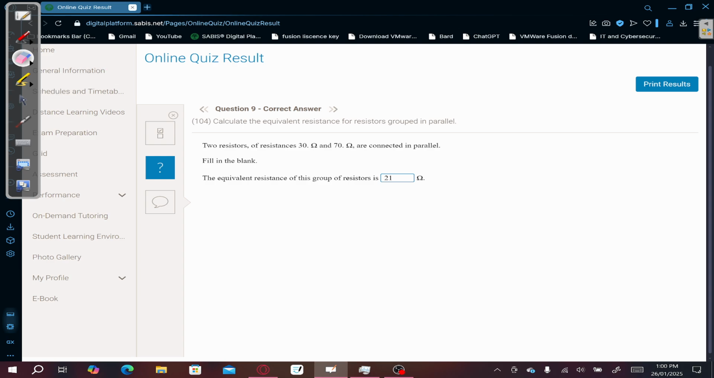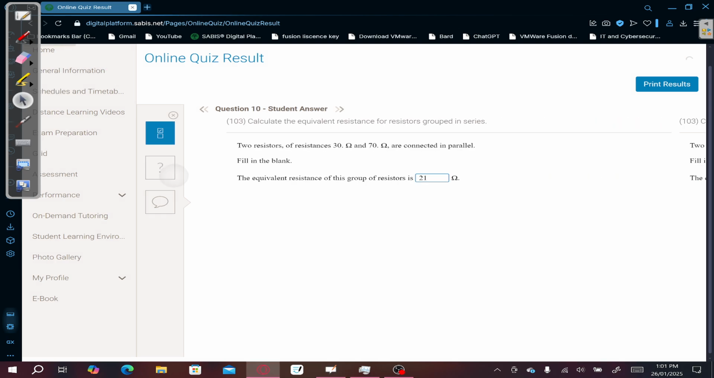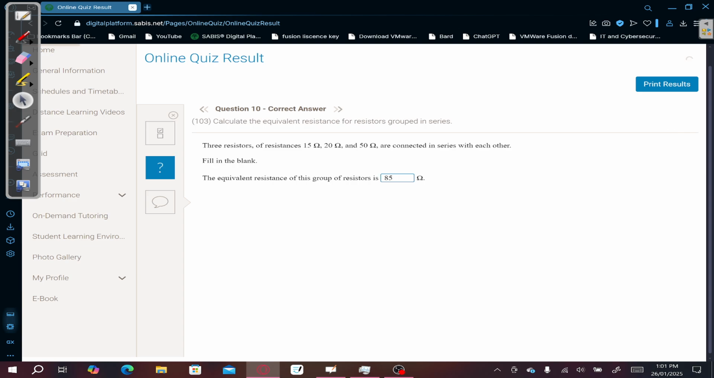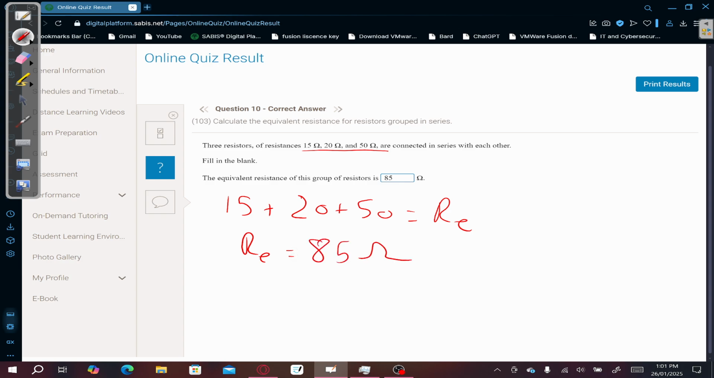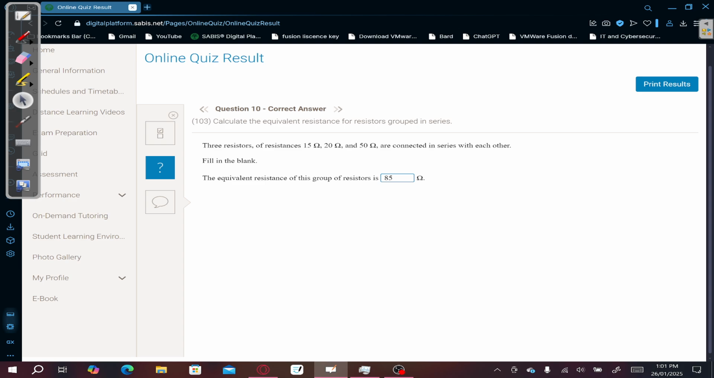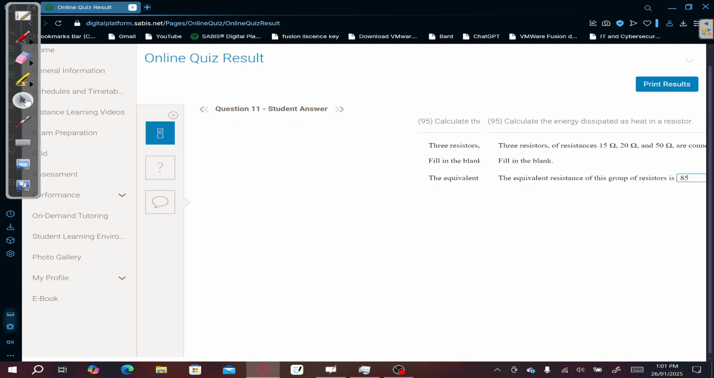Okay, question 10. We only have 3 questions left. If it is in series, the resistance is very easy. You just add the numbers purely. So 15 plus 20 plus 50 equals RE. So RE is equal to 85 ohms. And these questions you should be doing in seconds. Question 11.